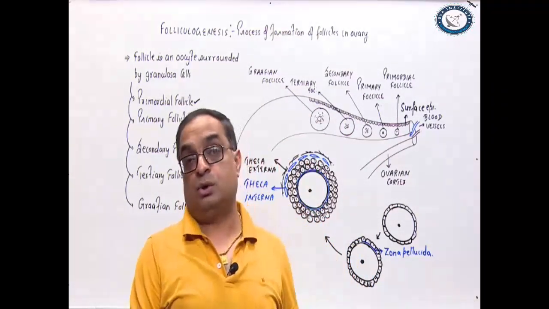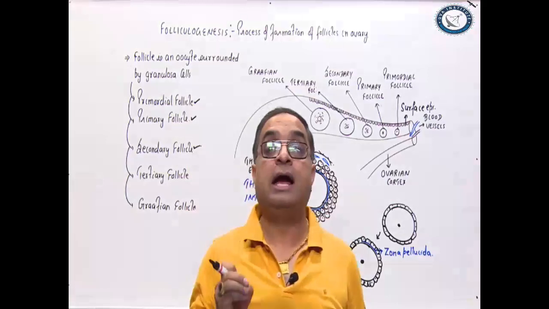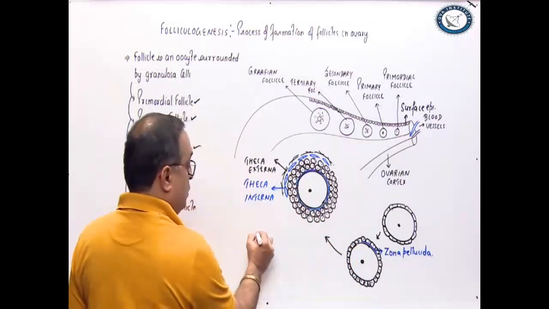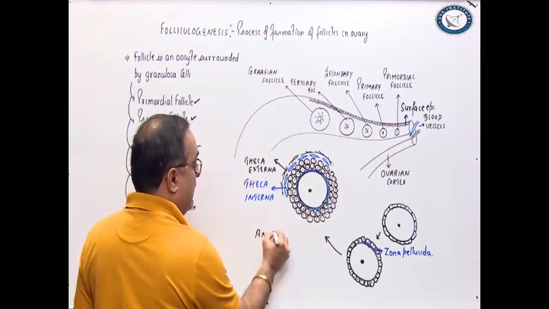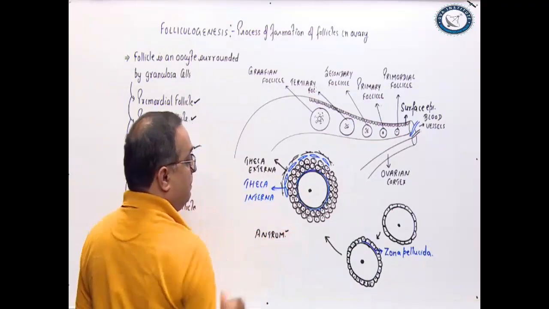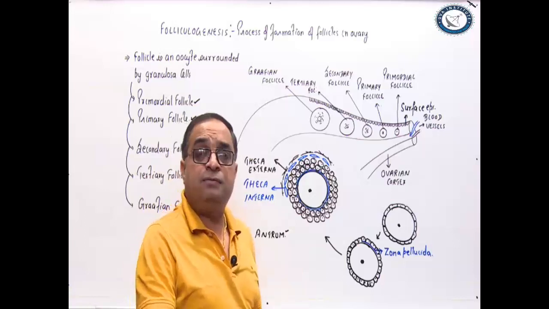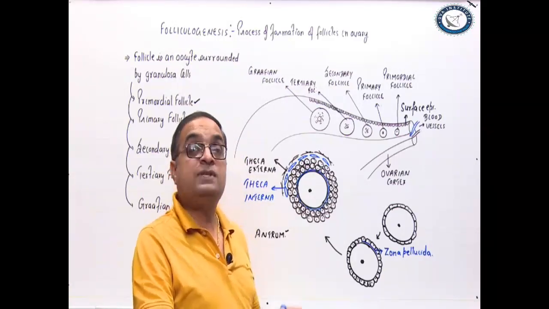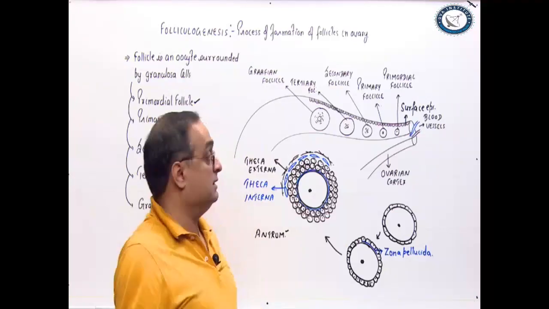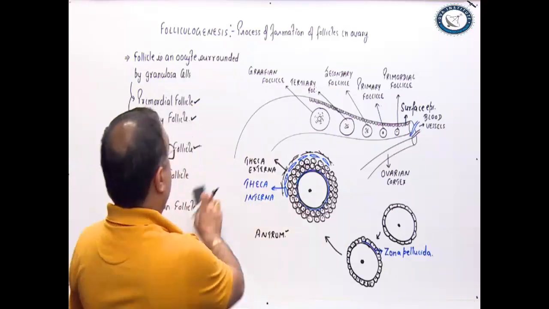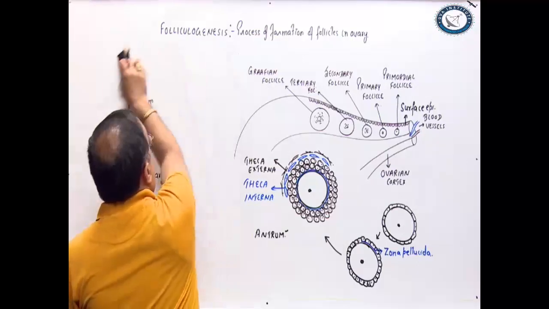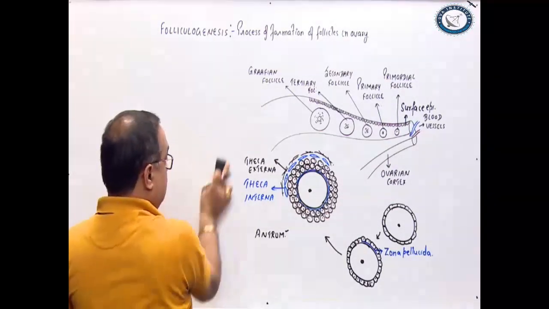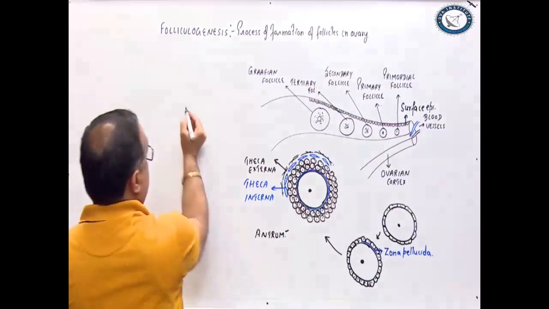A cavity which is called a follicular cavity or antrum starts appearing, and that gets filled with the antral fluid or the follicular fluid which is secreted by these granulosa cells. So the follicle finally forms Graafian follicle, which is the final mature follicle that undergoes ovulation.